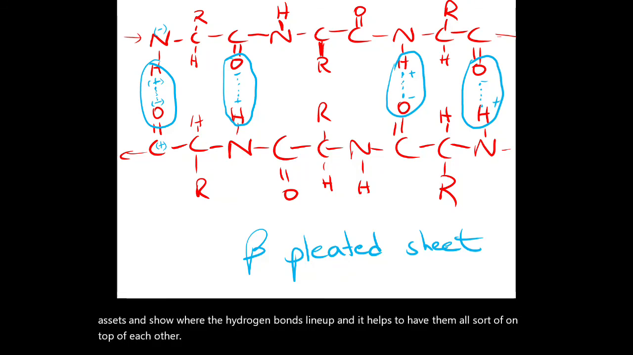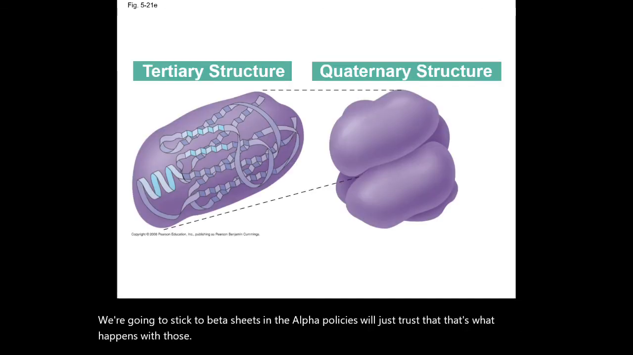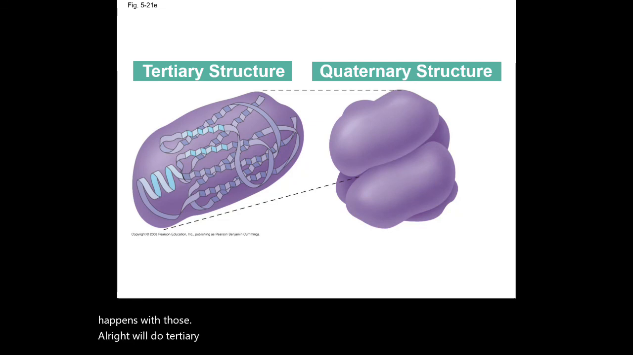Okie doke. Now we are not going to draw alpha helices. That we're not going to try. We're going to stick to beta sheets. In the alpha helices, we'll just trust that that's what happens with those. All right, we'll do tertiary in the next video. We'll end here.